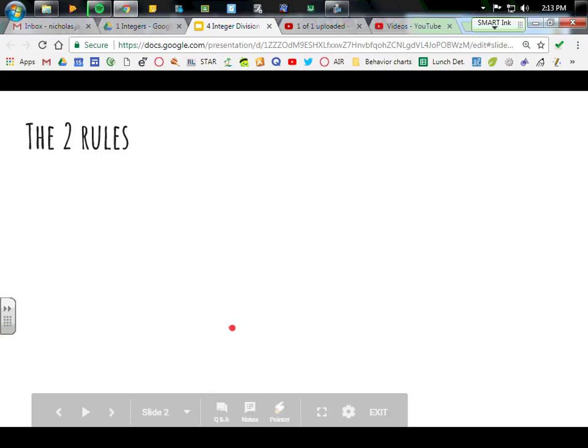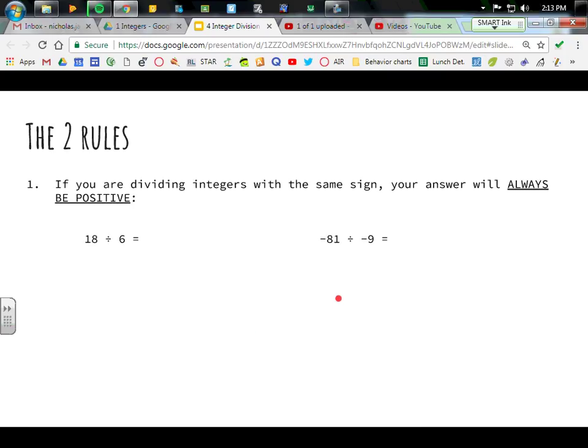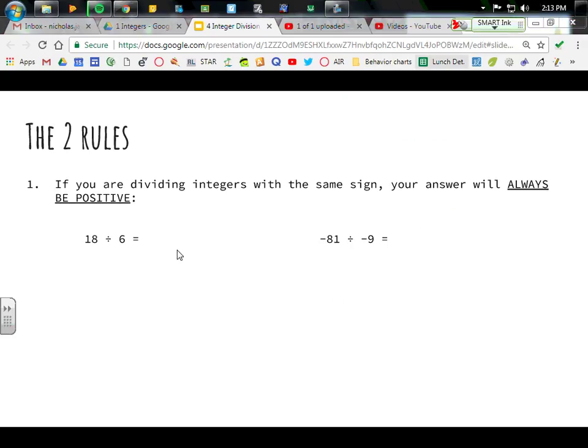All right, so the two rules, let's review them. The first is if you are dividing integers with the same sign, your answer will always be positive. This looks familiar, doesn't it? So we've got two positive numbers, positive answer. Two negative numbers, positive answer. So you just go ahead and carry out your division, and your number is positive. So here we have the answer 3, and here we have the answer 9.